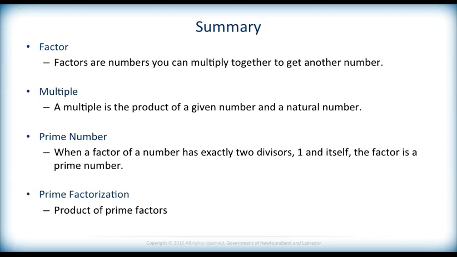Now, in summary, we have a factor, a multiple, a prime number, and prime factorization. These may be new terms to you, and we're going to use them in the further sections of this chapter. Keep it in mind that factor and multiple are very different. Factors are the numbers that can be divided into a number so that when they multiply together, they get another number. And a multiple is a product of a given number and a natural number. For example, 2 times 3 is 6. A prime number can only have two factors, one and itself, and prime factorization is a product of prime factors.